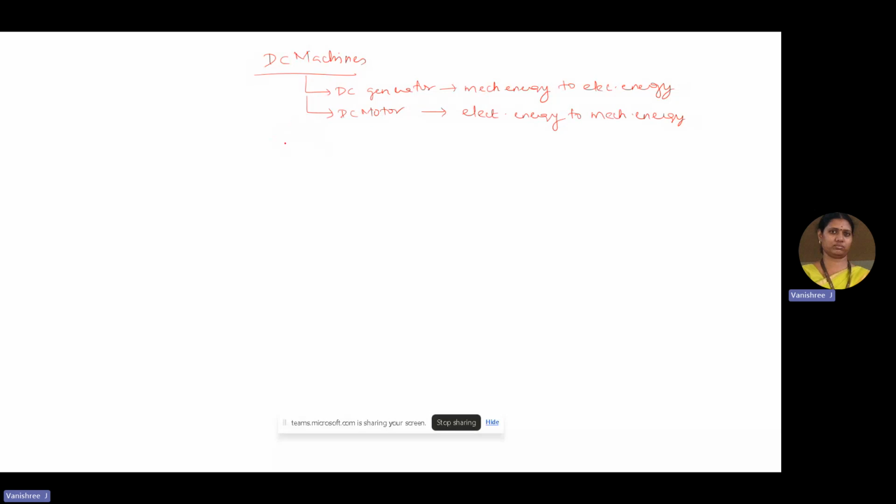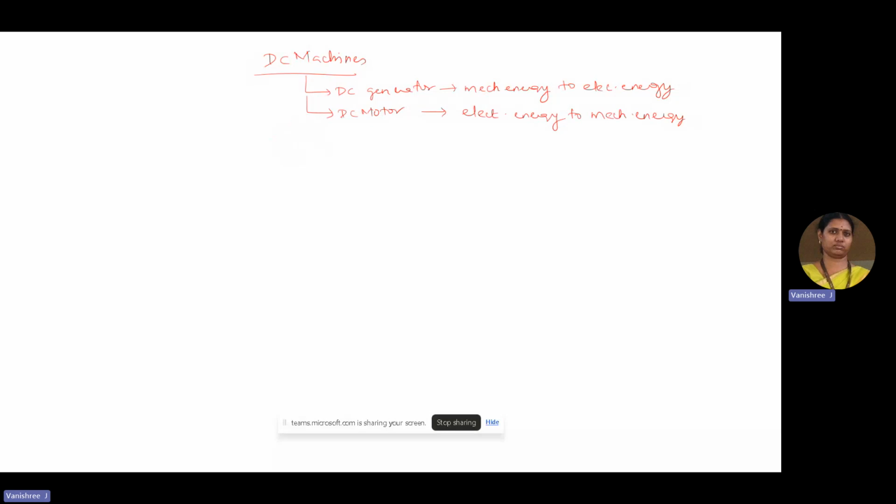Coming to any of the DC machine, a given DC machine can be used either as a DC generator or as a DC motor. What I mean to say is that a DC machine doesn't have any difference as a generator or as a motor, as it doesn't have any difference construction wise. It all depends upon what type of energy we are going to provide at the input and which type of energy we are going to retrieve from the output terminals.